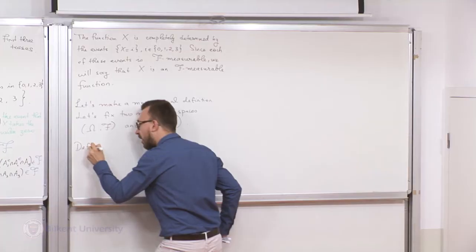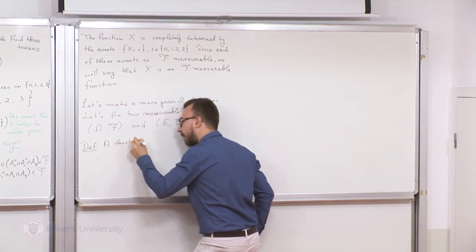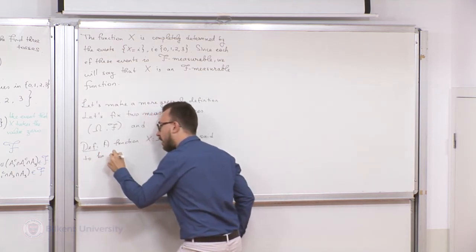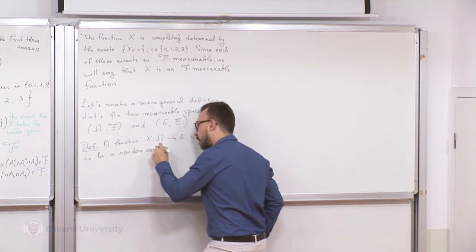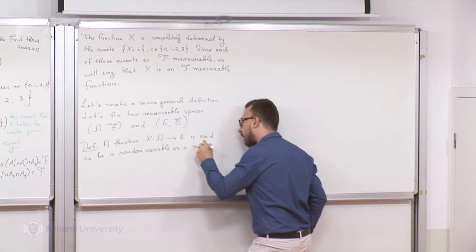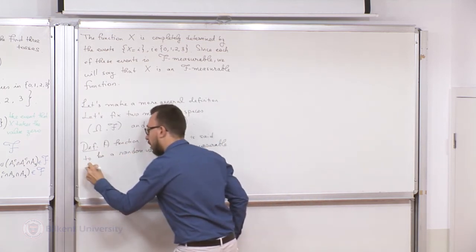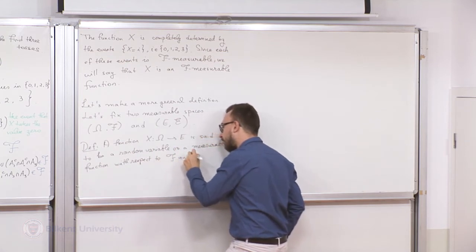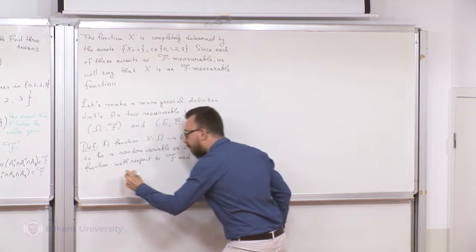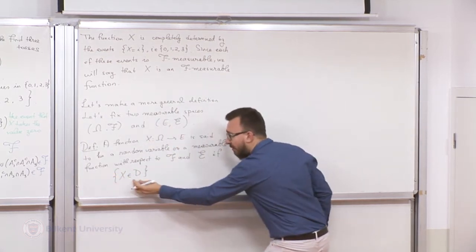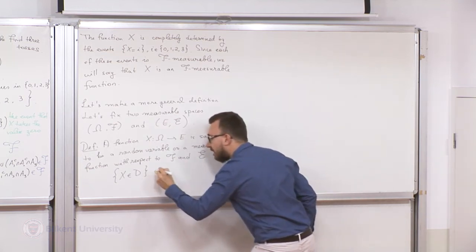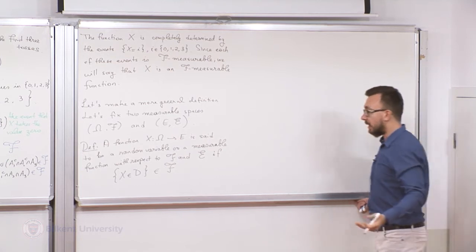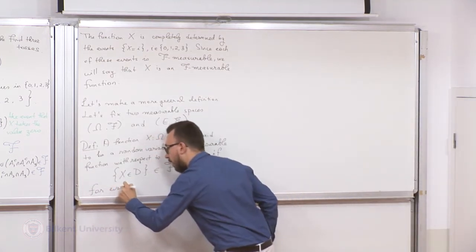So here's the definition. A function X from Omega to E is said to be a random variable or a measurable function with respect to F and script E, the sigma algebras, if the preimage of every set in the sigma algebra script E is an interesting event for us, is in the sigma algebra on the sample space, for every D in script E.